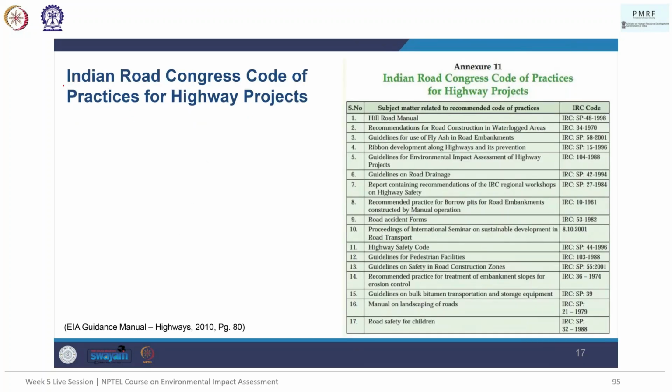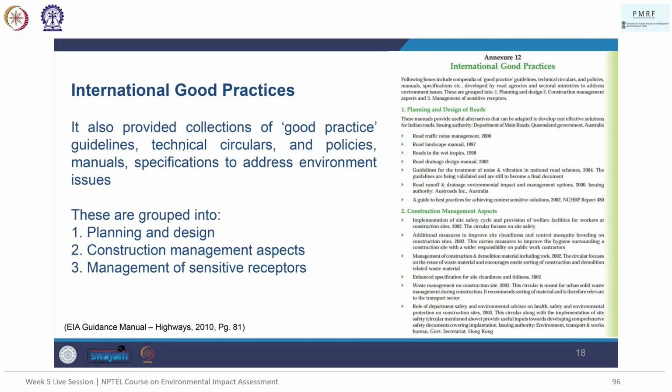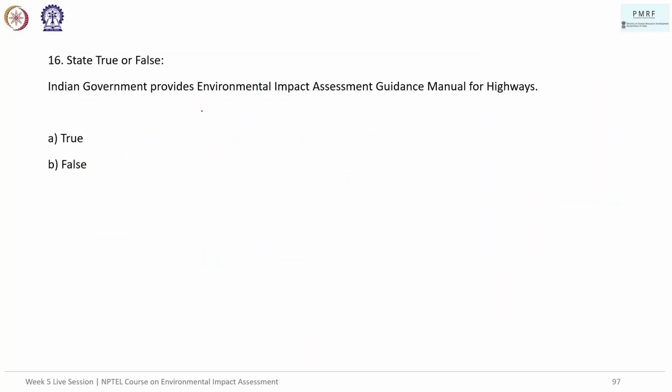Then Indian Road Congress is the organization which gives us codes of practices for not just highway projects, for most roads. Several codes are actually available, and the IRC code list is given in this particular manual. So whenever you want to talk about constructing roads in the hills or guidelines for pedestrian facilities, you'll have to look at the particular corresponding code, and the code will specify what sort of guidelines or what sort of measures need to be taken. We also have a set of international good practices that are recommended by this particular EIA guidance manual. Any queries?